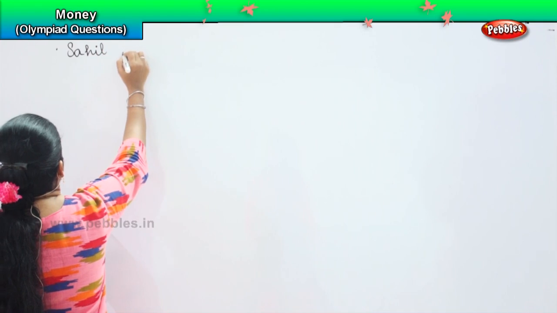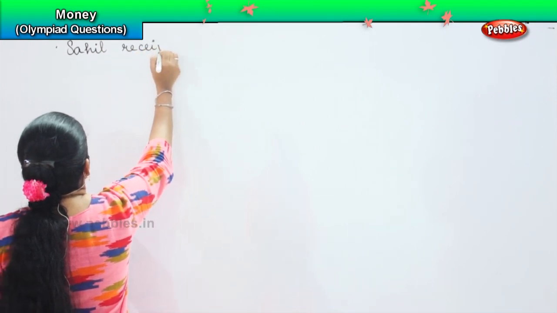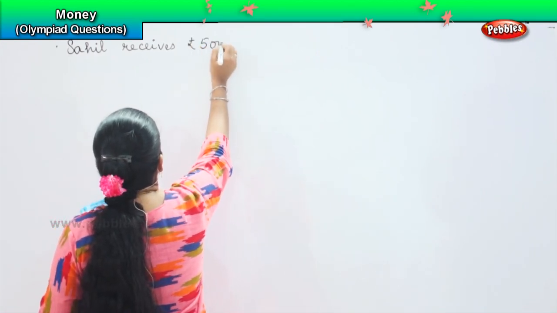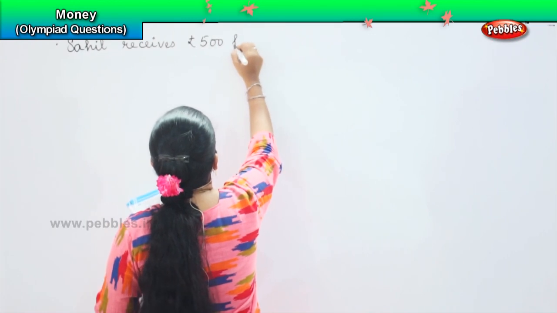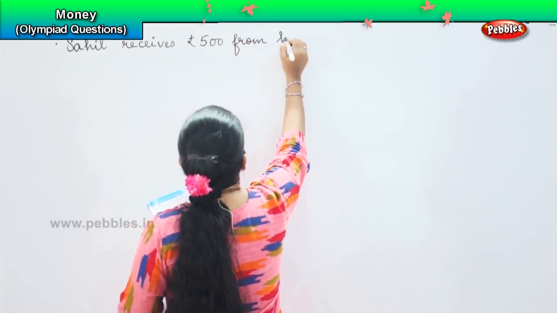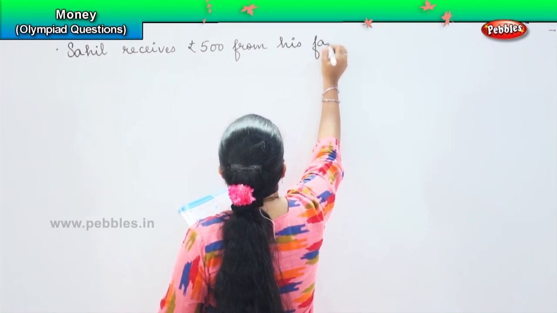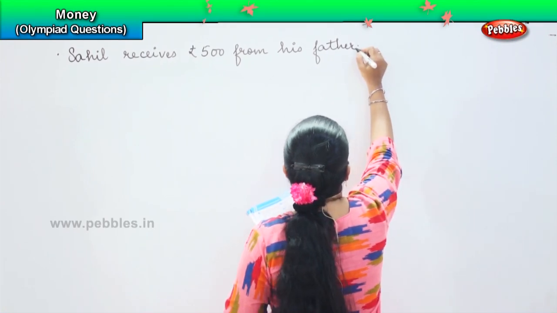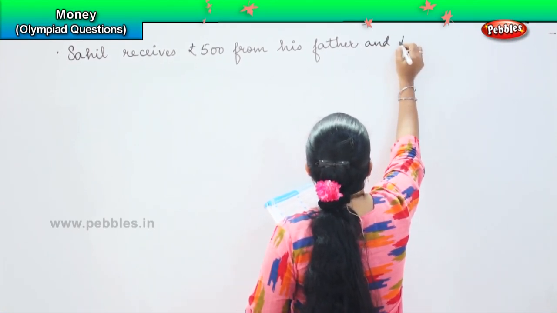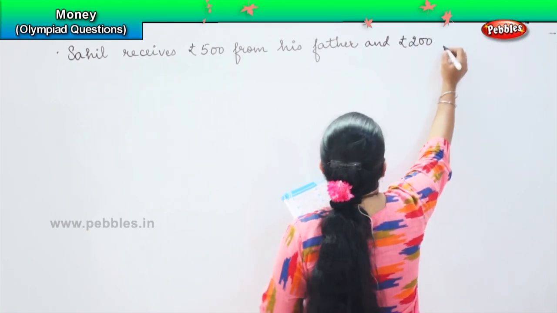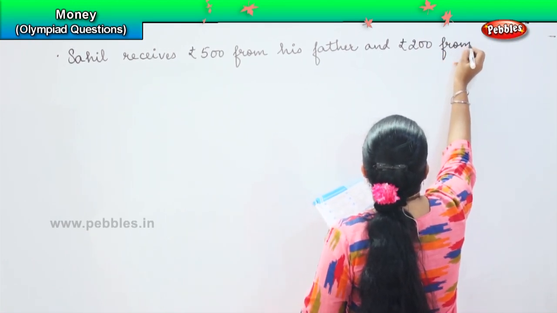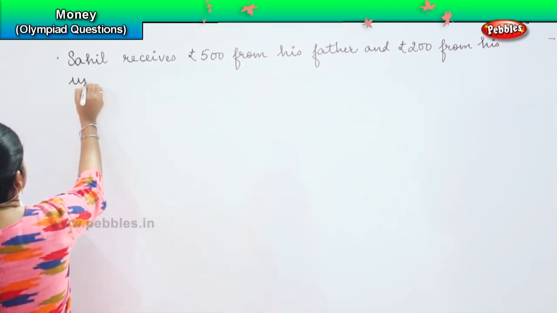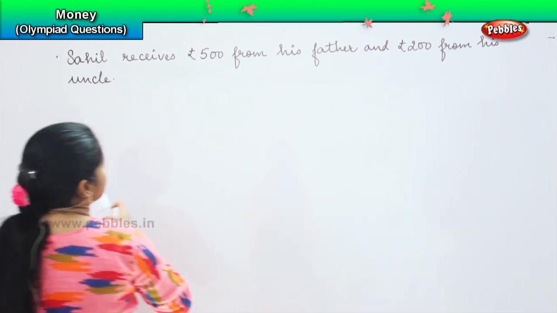Sahil receives rupees 500 from his father. And rupees 200 from his uncle. Okay? So he is receiving his amount in two shares. One his father is giving and the other one his uncle is giving.